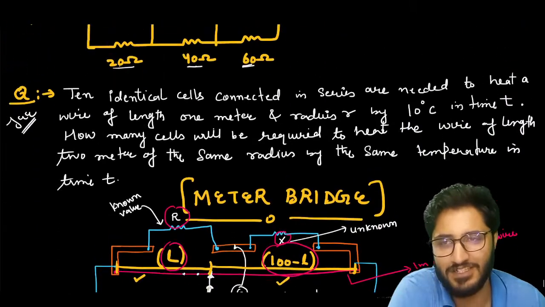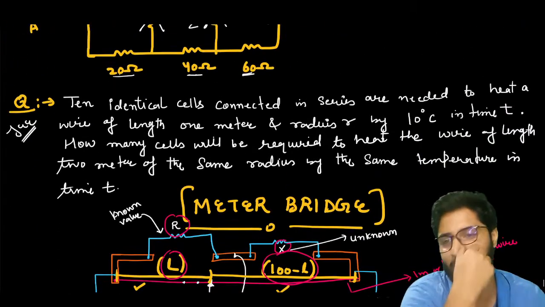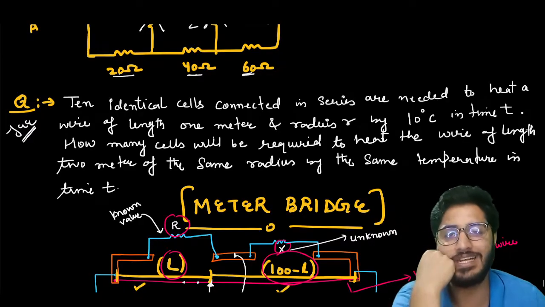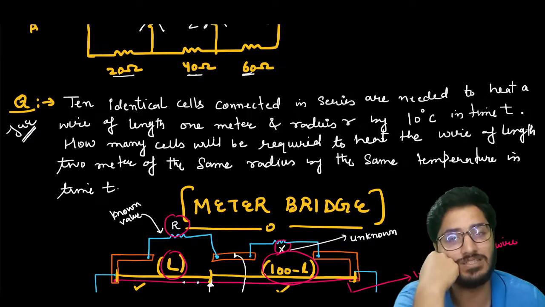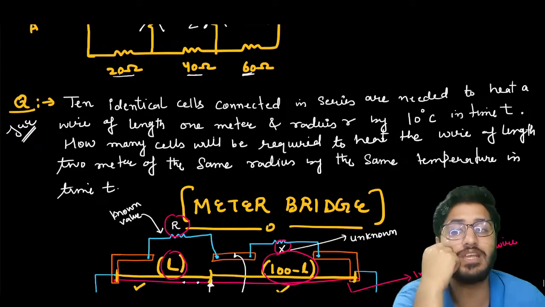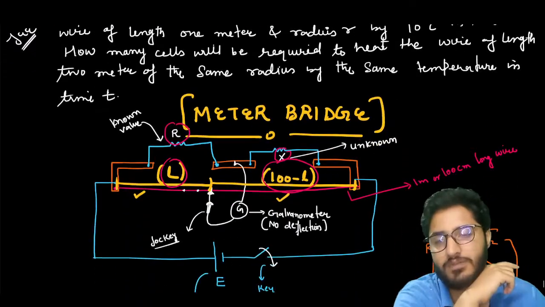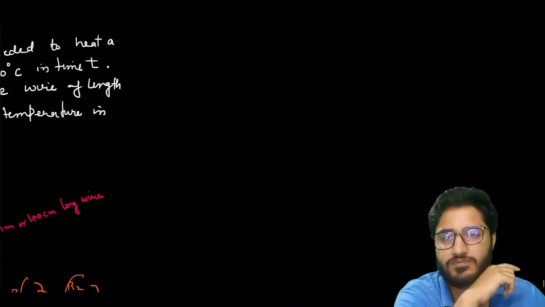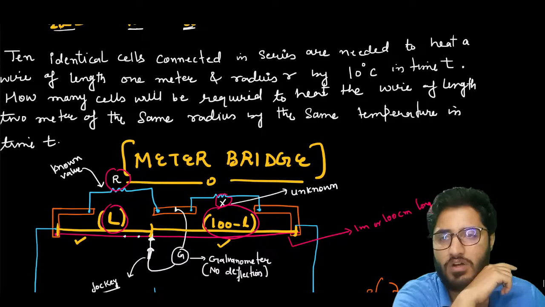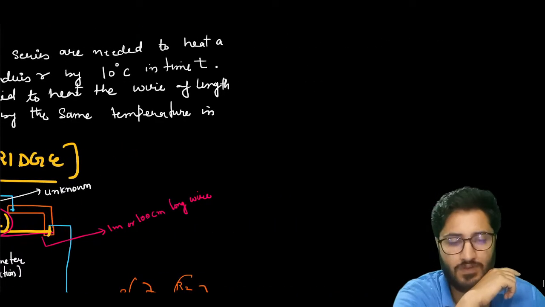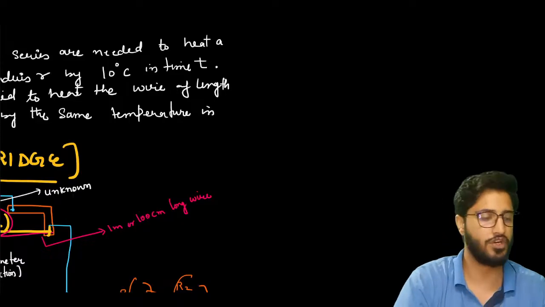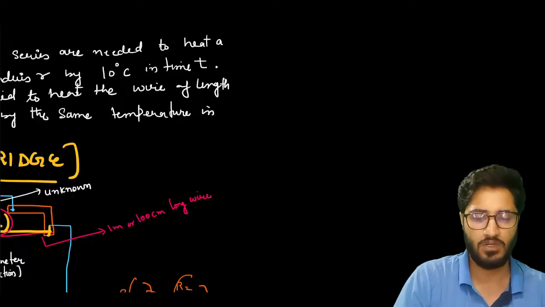This one is interesting now. What is it? 10 identical cells connected in series are needed to heat a wire of length 1 meter. It states that this one is good now. Look, we have 10 identical cells, right? How many cells do we have now? This one is a very good numerical. You need to pay attention to this numerical now.